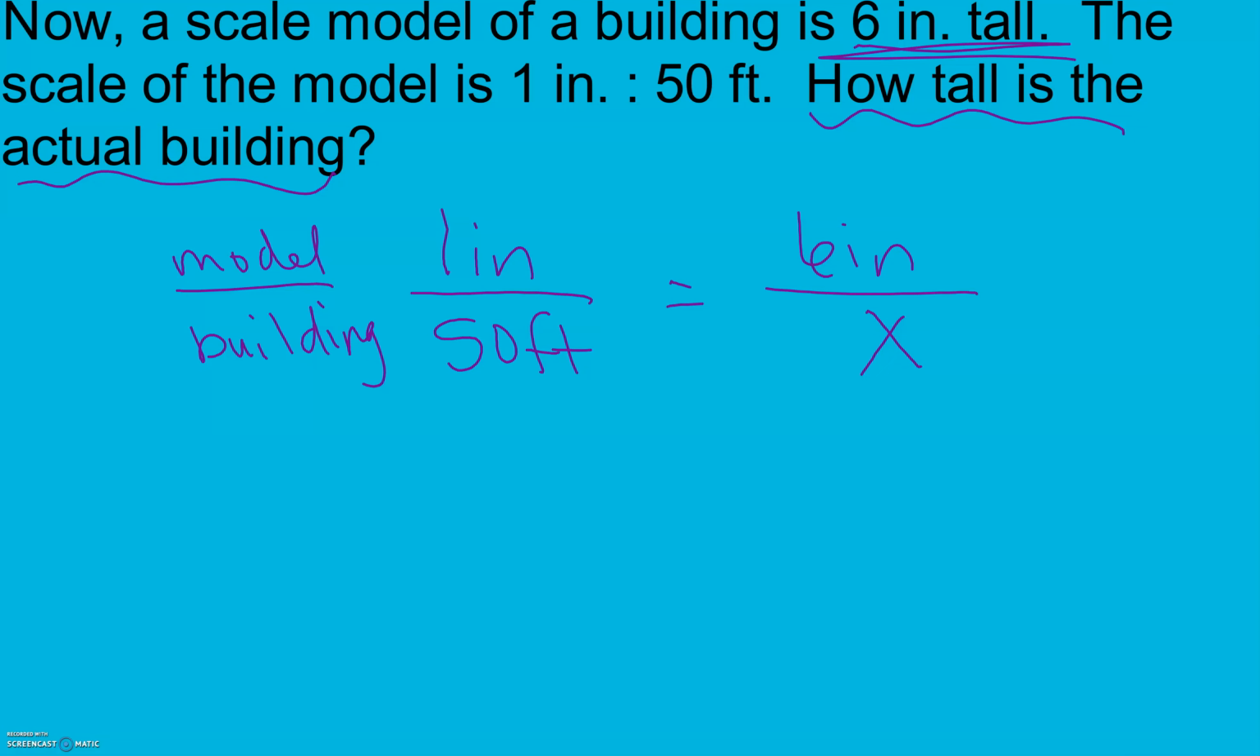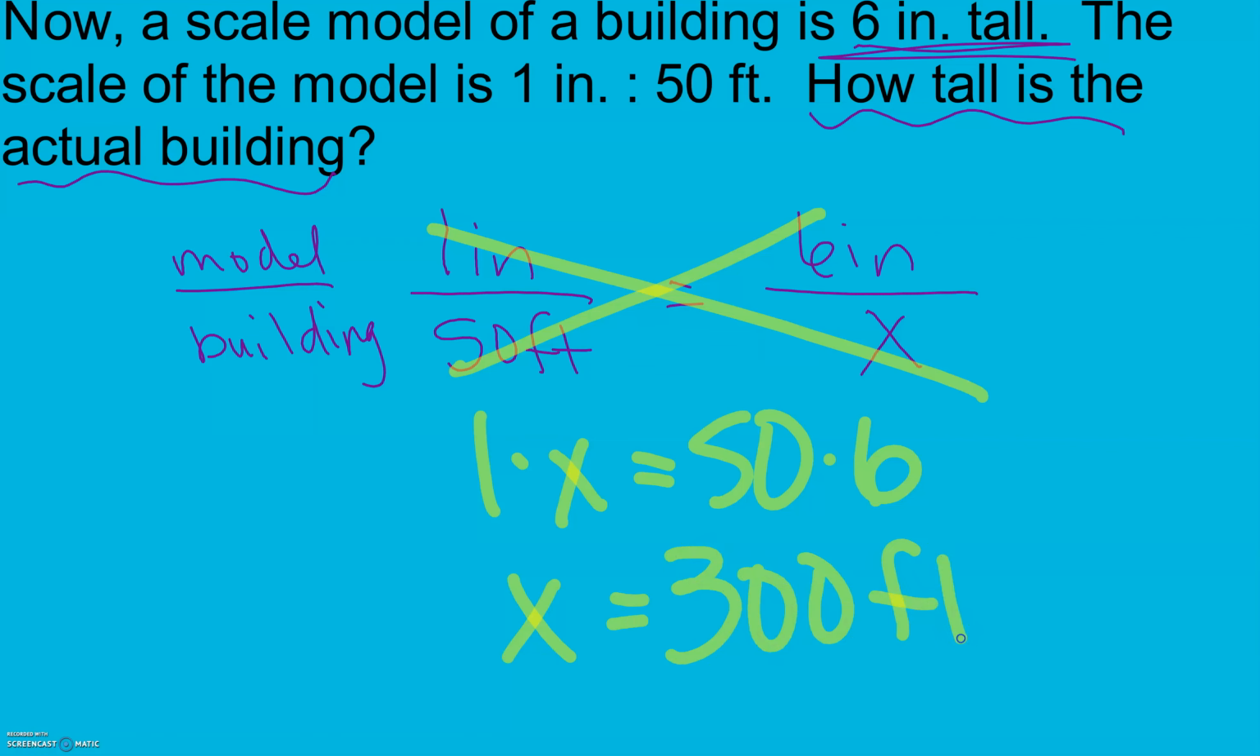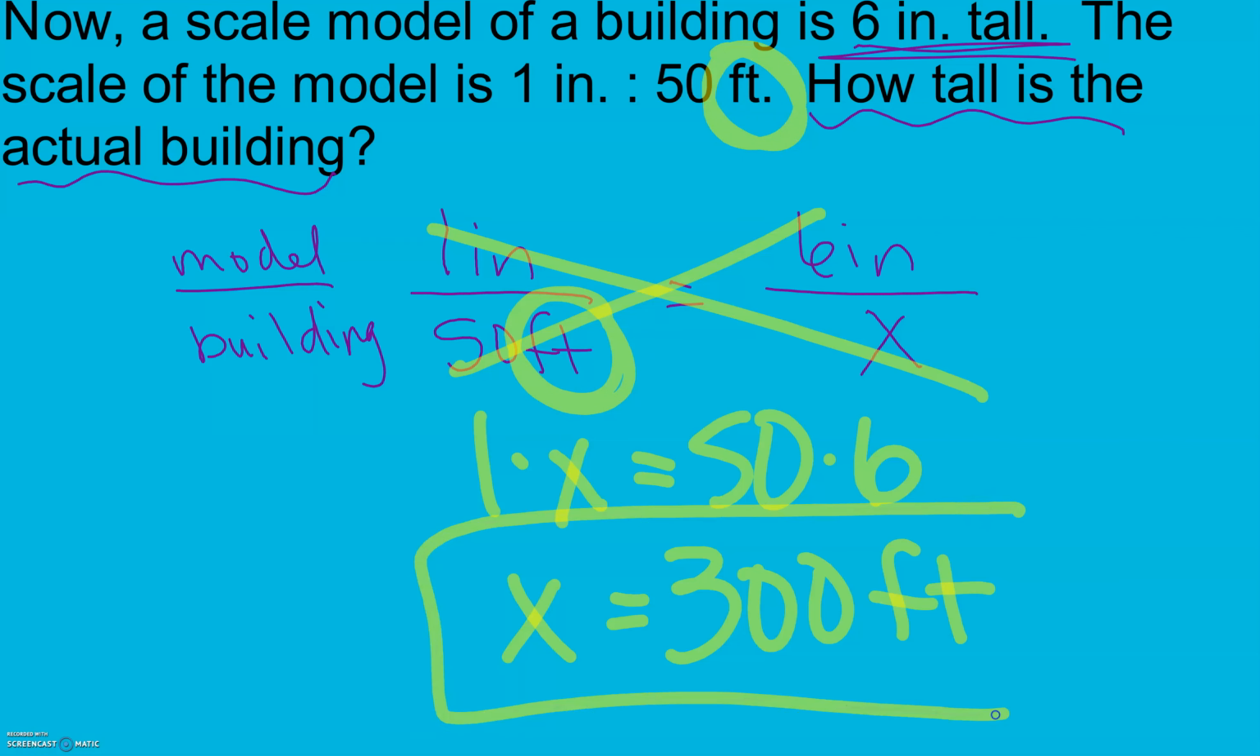We can use cross products here. 1 times x equals 50 times 6. So x equals 300 feet. So 300 feet tall, and my label's feet because here it tells me my building is in feet. 300 feet tall for our building.